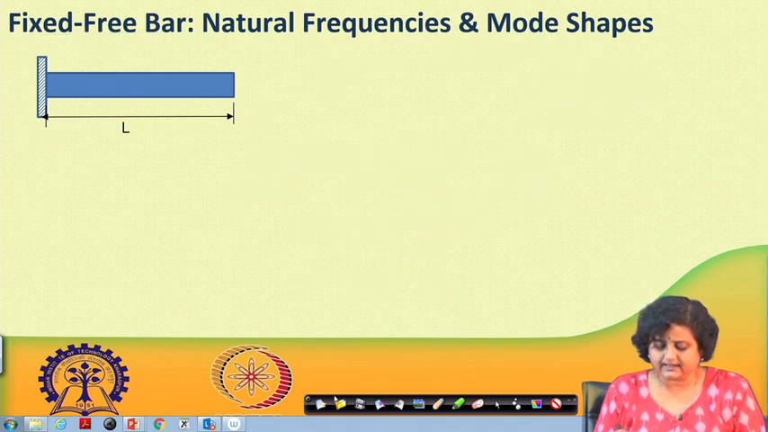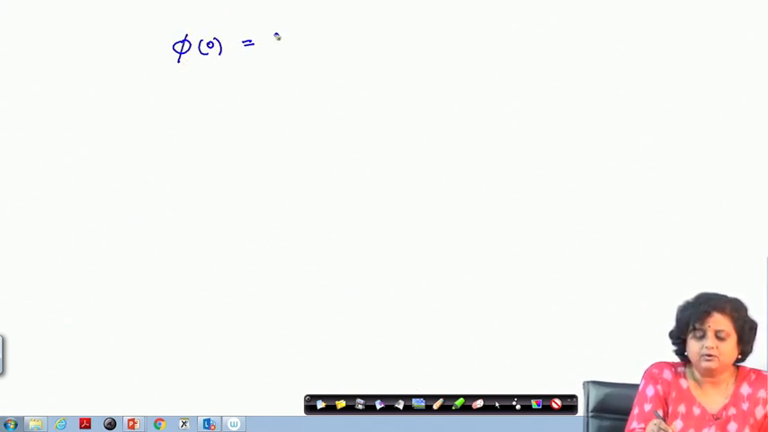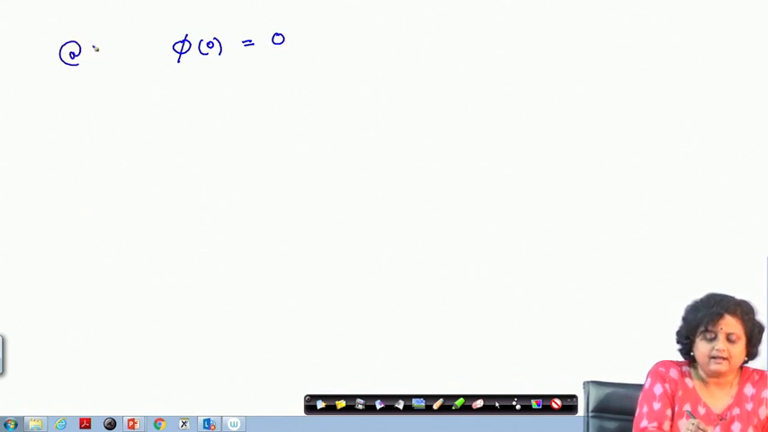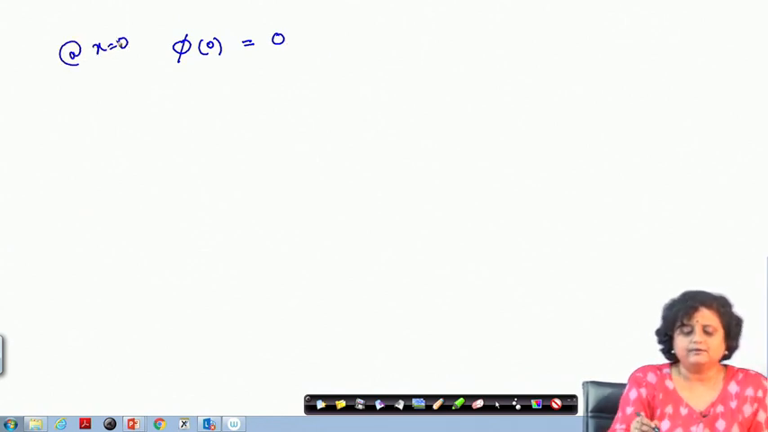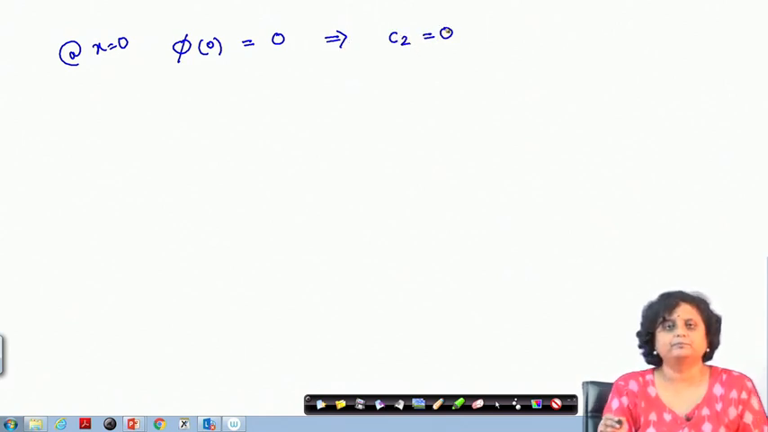If that is the case, then I have one boundary condition as φ equals 0 at x equal to 0. If I impose this boundary condition, then I get C2 equal to 0, because at x equal to 0, φ(x) is C1 sin β0, which is 0, plus C2 cos β0.